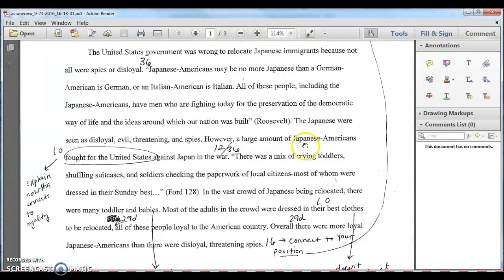However, a large amount of Japanese Americans fought for the United States against Japan in the war. So maybe don't take anything out in this instance, but add a sentence of commentary that says this displays their loyalty and love for their country and how they didn't want to side with Japan, they wanted to side with the United States. Period. Right? So now that takes it one step further and clarifies what they're trying to say.